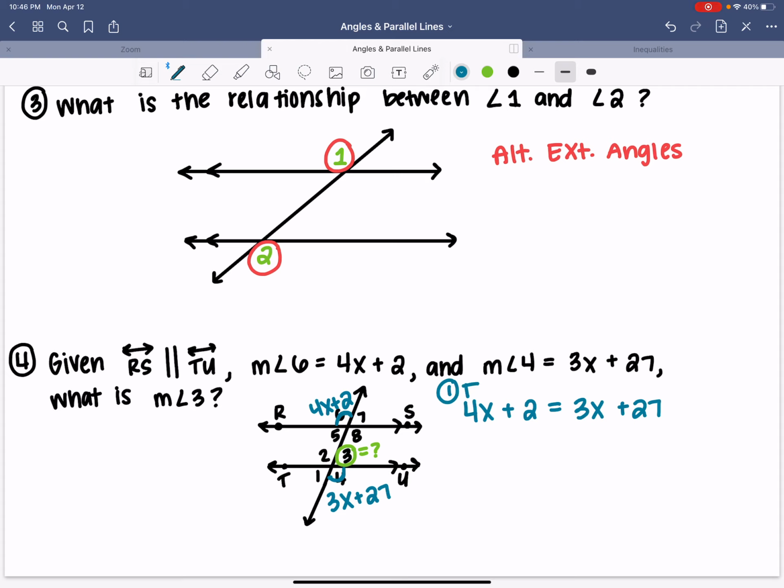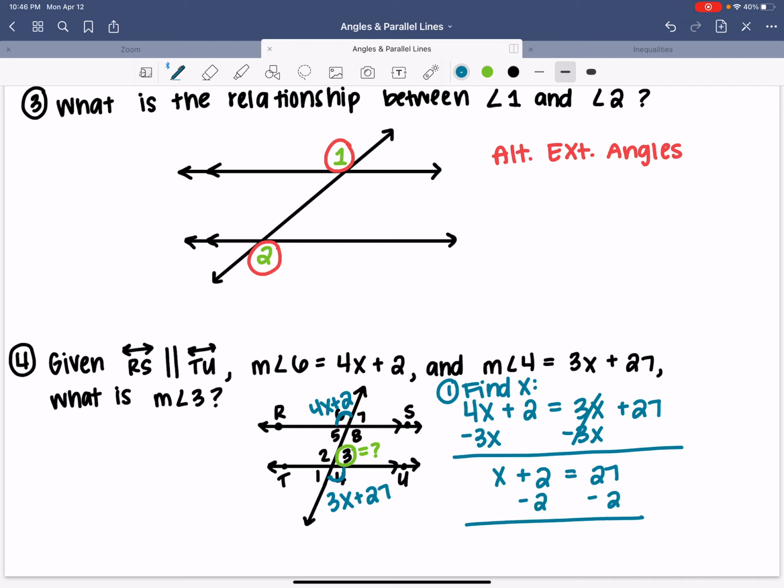So that's going to be step 1. All right, so let's move the 3x by subtracting it. That gives us 1x, or just x, plus 2 equals 27. And subtract 2 on both sides. So x is 25. Okay, but we're not done.